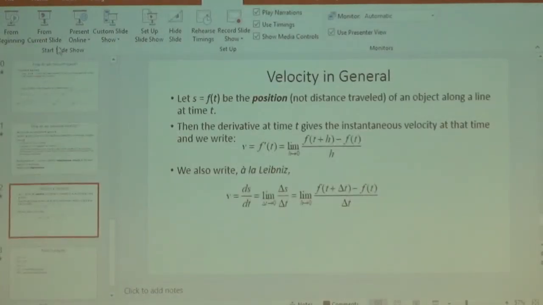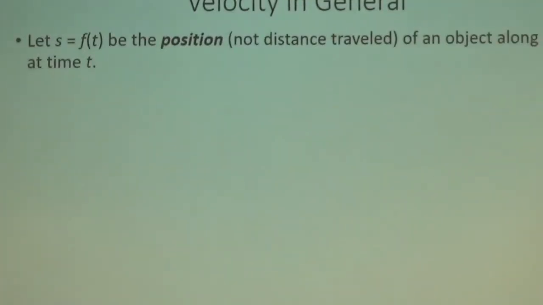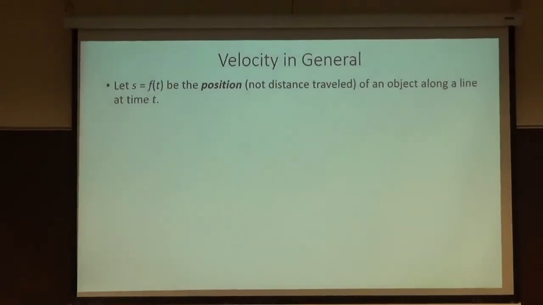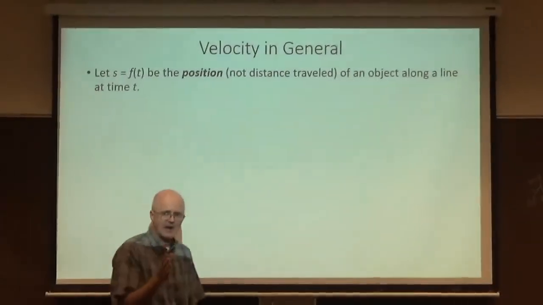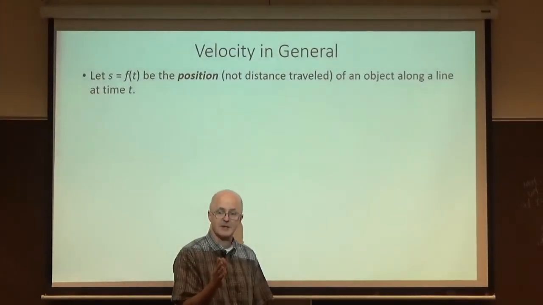In general, velocity is the derivative of position, not distance traveled. It's a little confusing. Distance traveled and position can be the same thing, but not always.